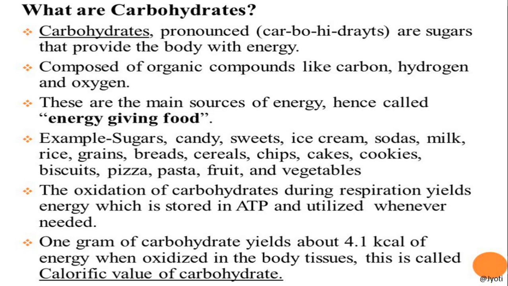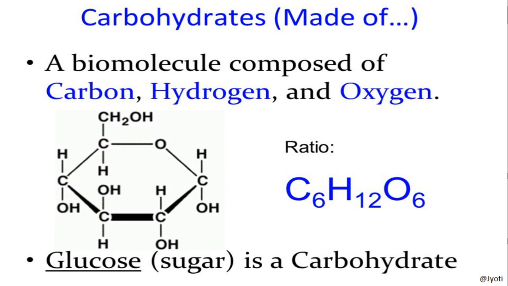And this is a very important last point, children, about carbohydrate. 1 gram of carbohydrate gives about 4.1 kilocalorie of energy when oxidized in the body tissue, and this is called the calorific value of carbohydrate. So if in the exam the calorific value of carbohydrate is asked, then you should write it is 4.1. In some books you will get 4.2. Okay, 4.1 or 4.2 kilocalorie.